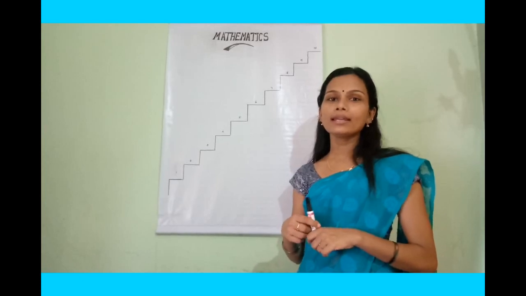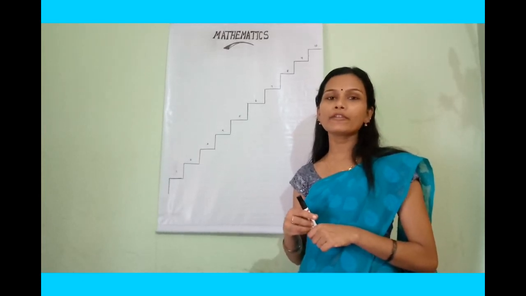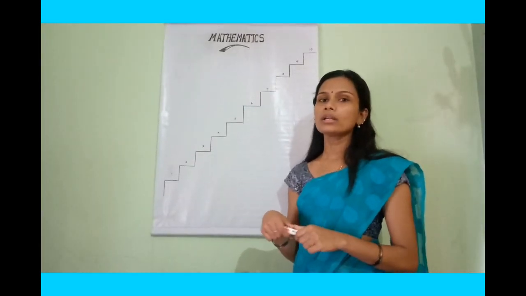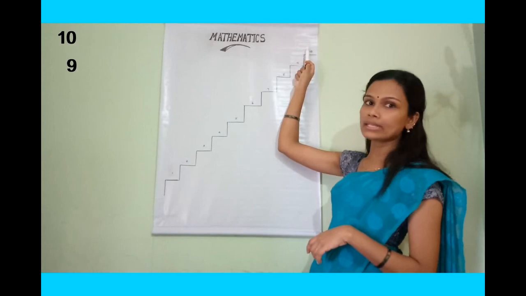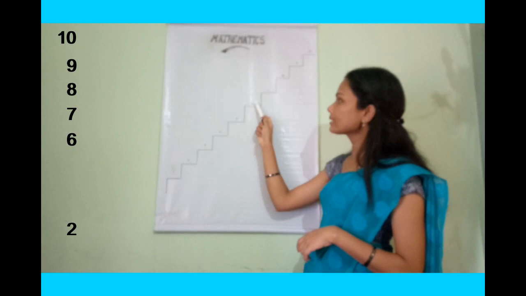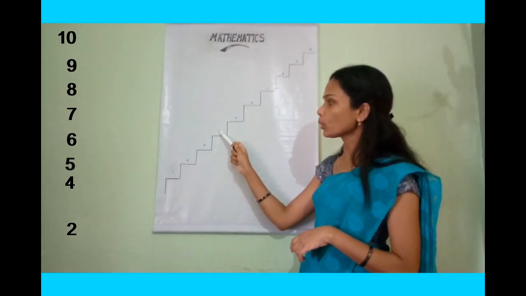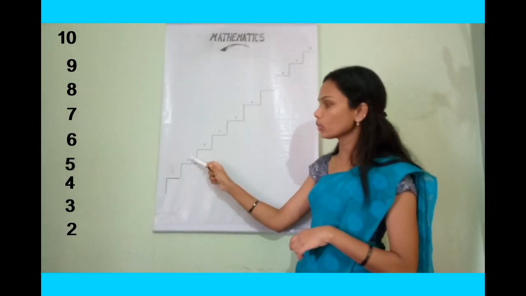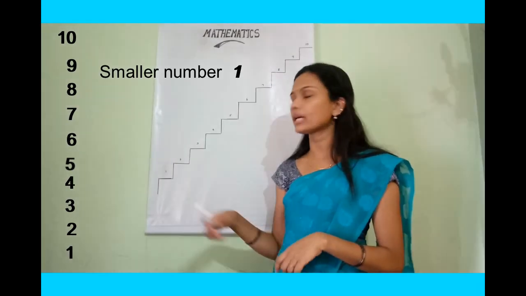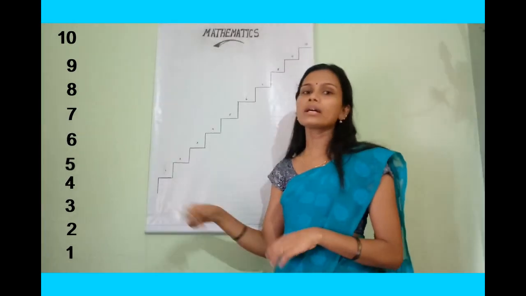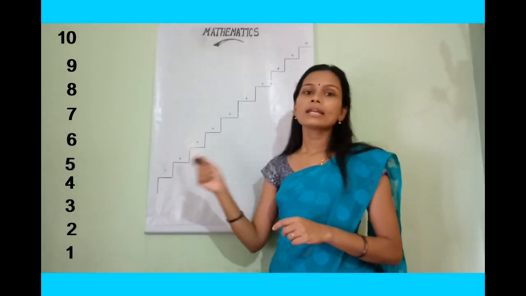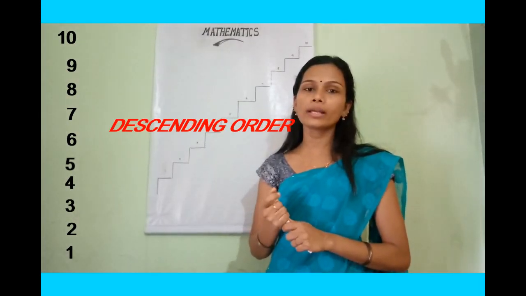Now let us see Niku coming back after getting the bonds. So he came down from the greatest number 10, 9, 8, 7, 6, 5, 4, 3, 2, 1 and reach the smaller number 1. When we arrange the numbers from bigger to smaller is called descending order.